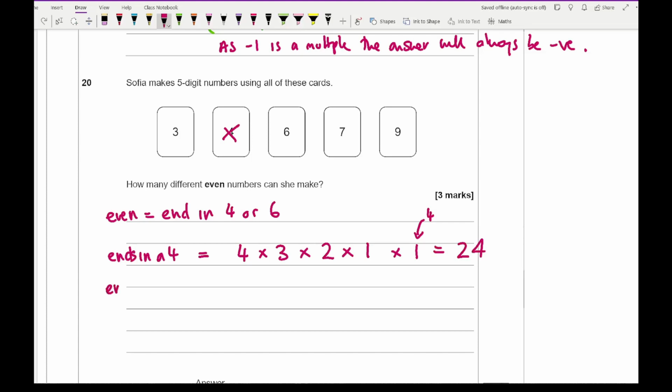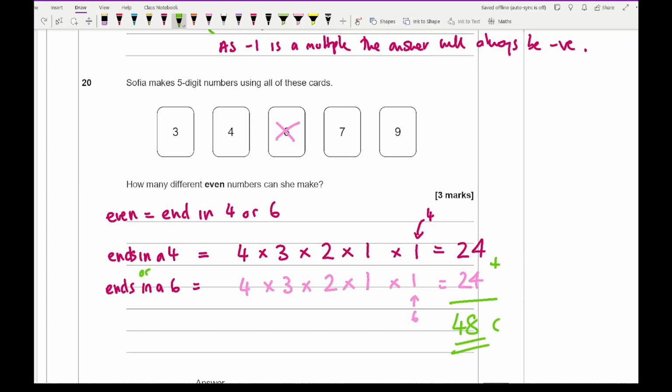So then if I look for numbers that end in a 6, again, if I get rid of that x and this time put an x on the 6, how many numbers have I got to choose from for my first digit? Well, I've got 4 numbers. Then 3 digits, then 2 digits, then 1. And then I've still got my 6. And again, that is going to be 24 as well. So then looking at the total combinations, because it could end in a 4 or a 6, it's going to be 24 plus 24, which is 48. So there are 48 different combinations.